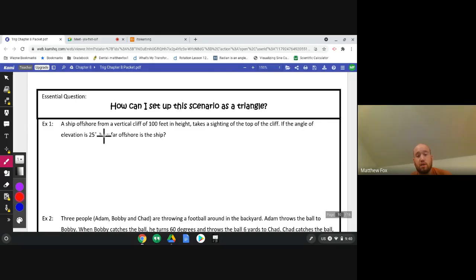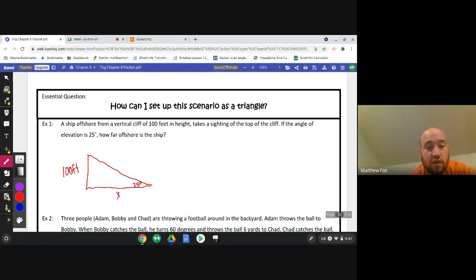A ship offshore from a vertical cliff of 100 feet in height takes a sighting of the top of the cliff. If the angle of elevation is 25 degrees, how far offshore is the ship? We know this is going to have a vertical cliff, so I can draw that. And that vertical cliff is 100 feet. From the shore, somewhere out here is a ship, looking up at the top of the cliff at an angle of 25 degrees. We don't know how far the ship is, so that's where we put our X.